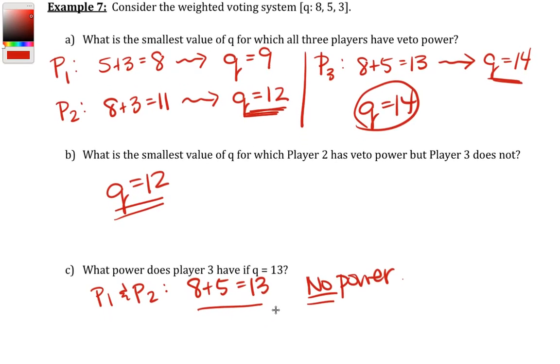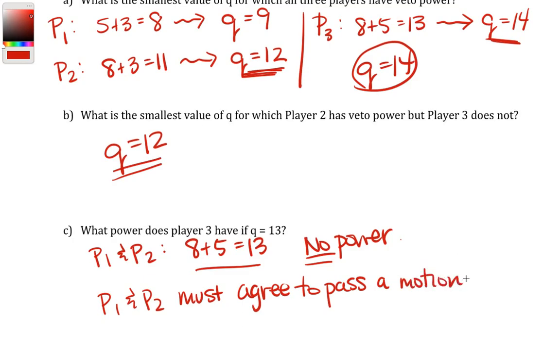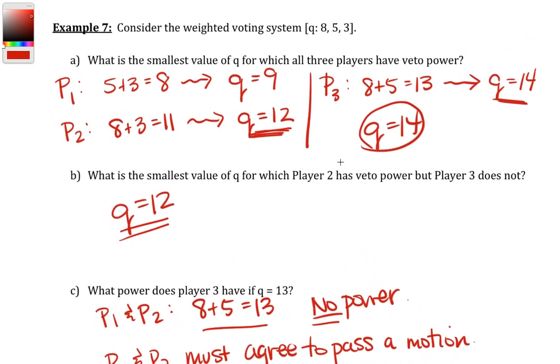And that is because P1 and P2 have to agree to pass a motion. And player 3's vote doesn't matter. Or player 3's votes.